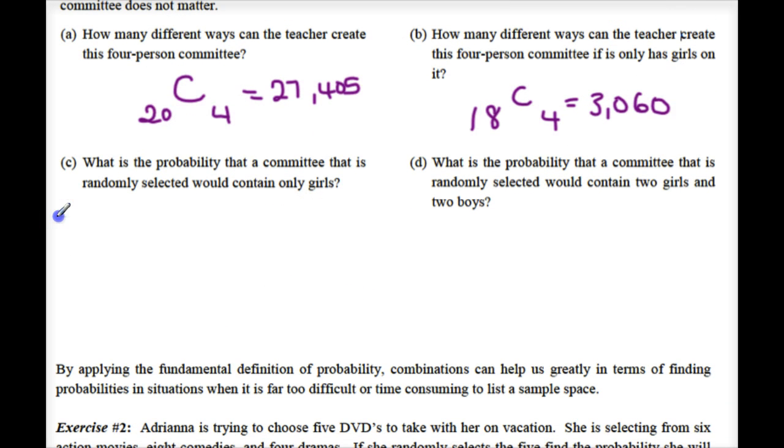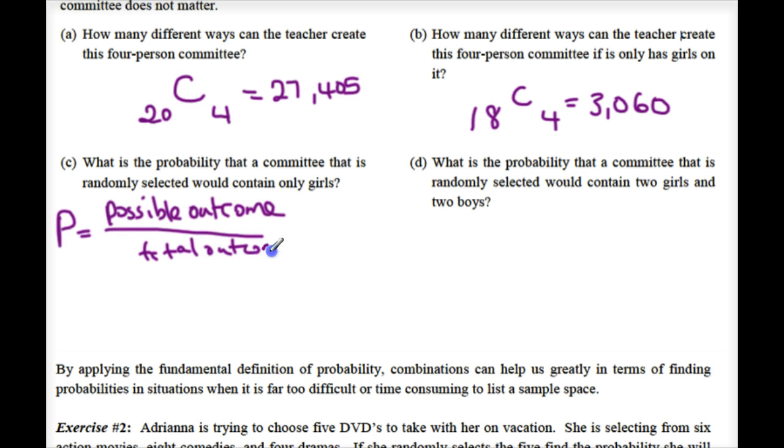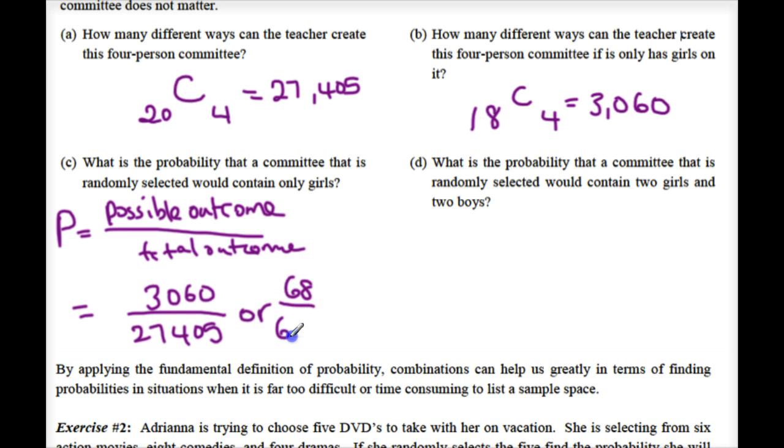C says, what is the probability that the committee that is randomly selected could contain only girls? So remember what we said earlier about probability: it is the possible outcome over the total outcome. So we're talking about choosing only girls. The probability of girls, we saw that it was 3,060 over the total, which is 27,405. You can leave it at this or just simplify it to 68 over 609, which you can do on your calculator.